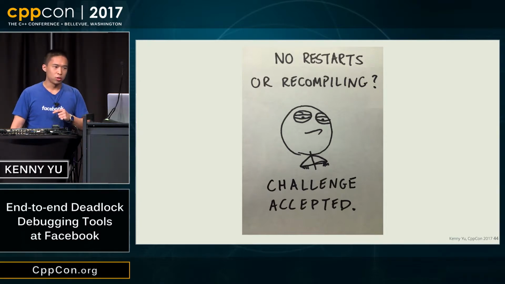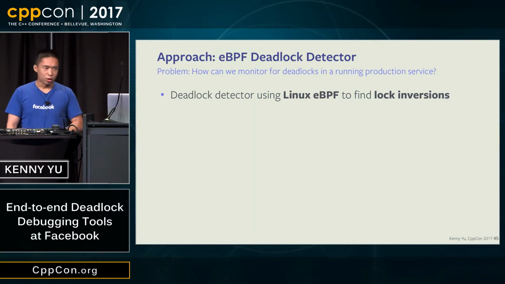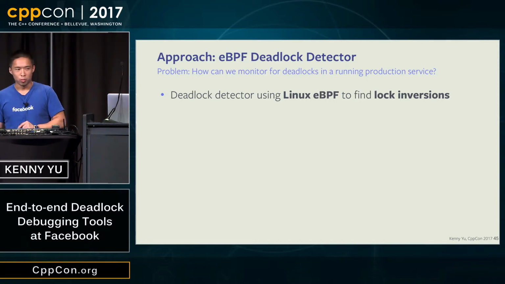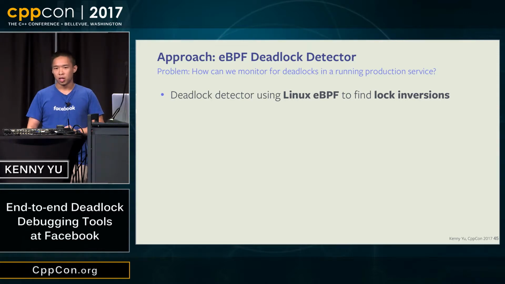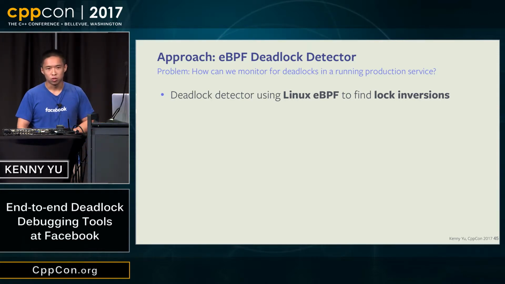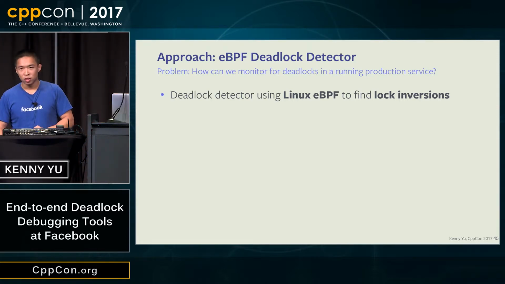Our approach here is to use Linux BPF. I'll explain what Linux BPF is in a few moments. We built a deadlock detector tool using Linux BPF, and it will find lock inversions on pthread mutexes and anything that uses that underneath, so standard mutex.